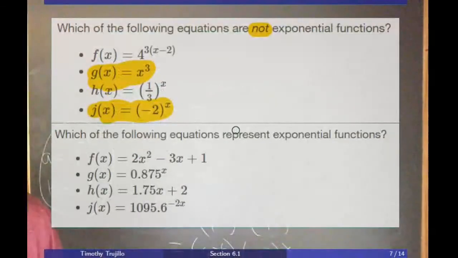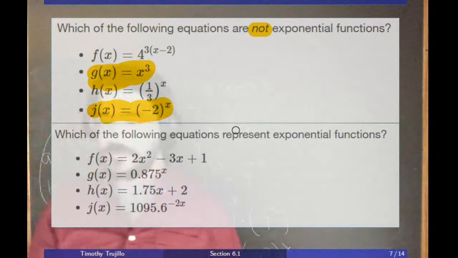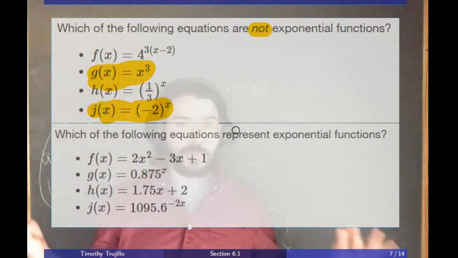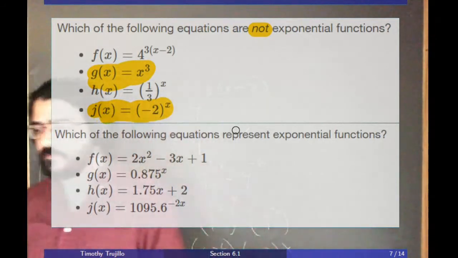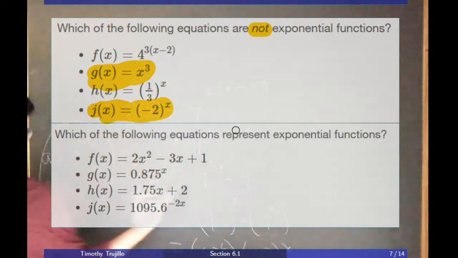Okay, so those were the two that were not exponential, and sometimes you'll have to do a little bit of algebra to verify if it's exponential or not. And in some questions they'll ask you, what's the base and what's the value of a? And this is a good way of going about it, like what I did on the board there.